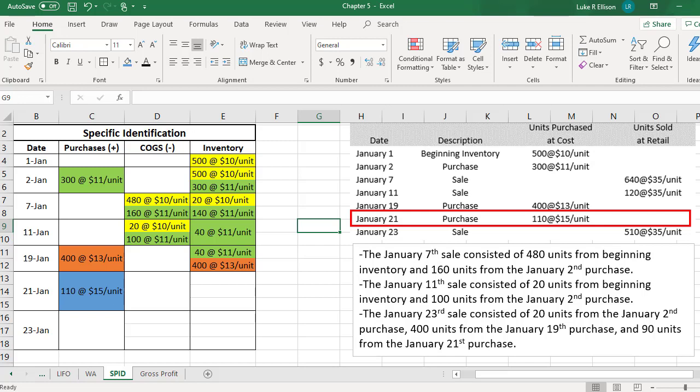Moving on to the inventory column, on January 19th, we had two layers of inventory, green and orange. And since there were no sales, those units are still in inventory, so we can copy both of them down for January 21st. Additionally, 110 units were purchased at $15 per unit on this date, and since purchases are plus, we add them to our inventory column.